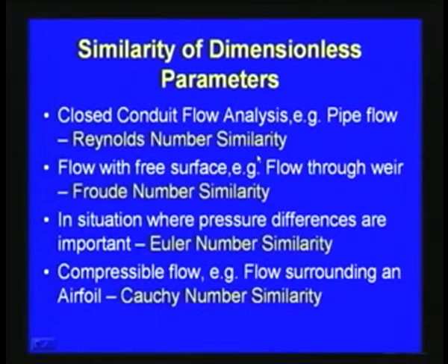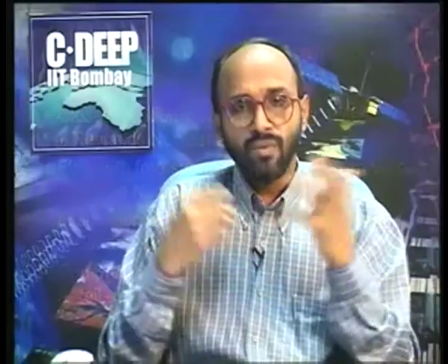Similarly, depending upon, for example, open channel flow, flow through a weir, or flow over a dam or a spillway, we consider that the major force is the gravitational force. With respect to this, we can see that there will be a free surface also. In these kinds of problems, we model using the Froude number similarity.